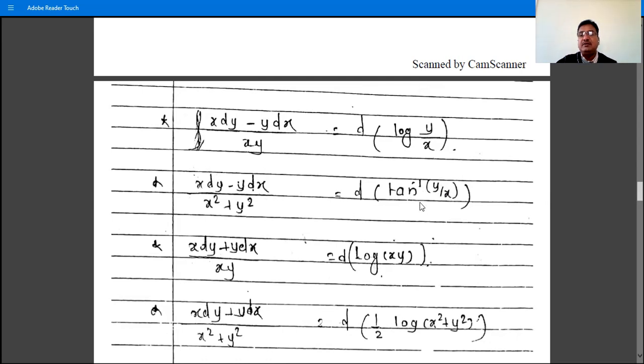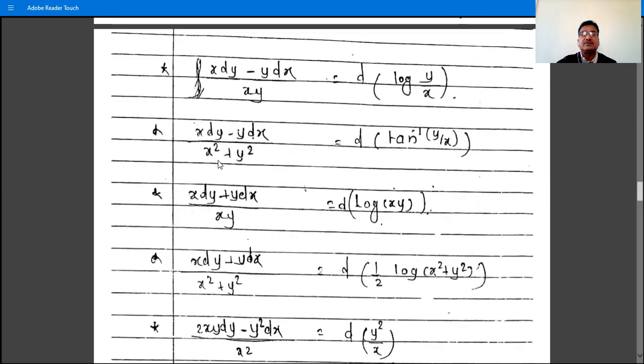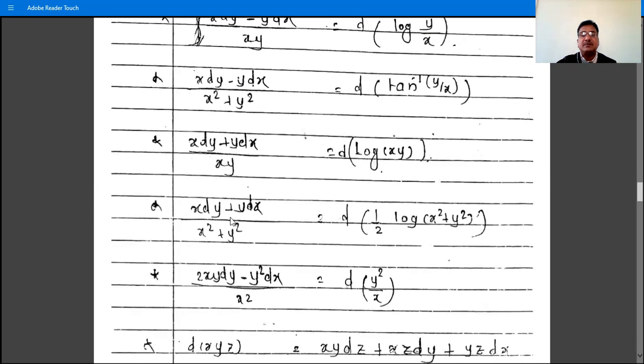If there is a factor of this type, then it is the derivative of tan inverse y by x. So find the derivative of tan inverse y by x. It is 1 by 1 plus y square by x square into the derivative of y by x. And after simplification, we have this answer: x dy minus y dx divided by x square plus y square. But if there is a plus sign in the denominator x square plus y square, then adjust. What is the derivative of x square plus y square? It is 2x dx plus 2y dy.